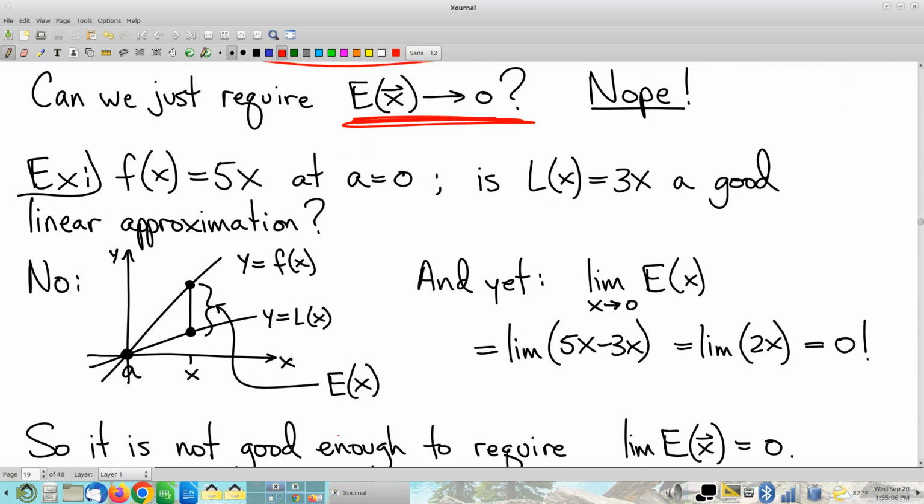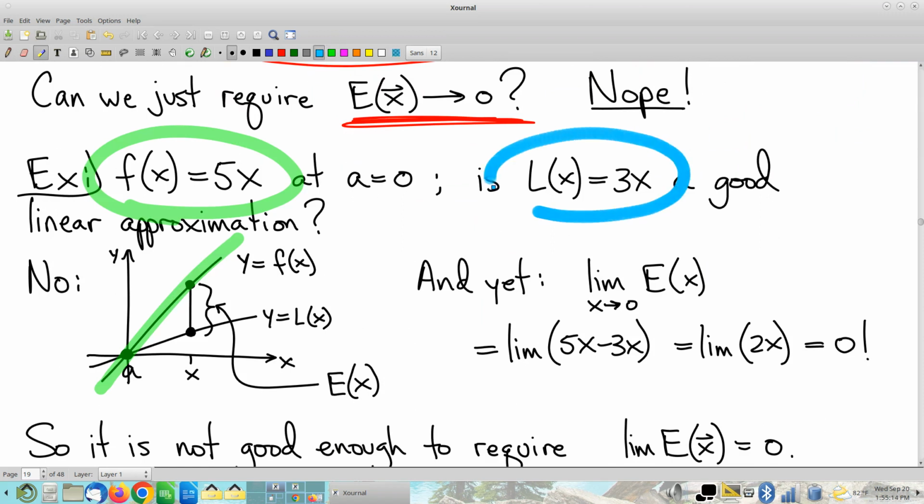Let's look at this example here. Here is a function whose graph looks like that. Let's suppose by some means or another somebody came to us and said, hey, I think this is a pretty good linear approximation right here, right? 3x. And of course that looks more like this. And of course, intuition-wise, obviously this is a terrible linear approximation. This is ridiculous, silly.